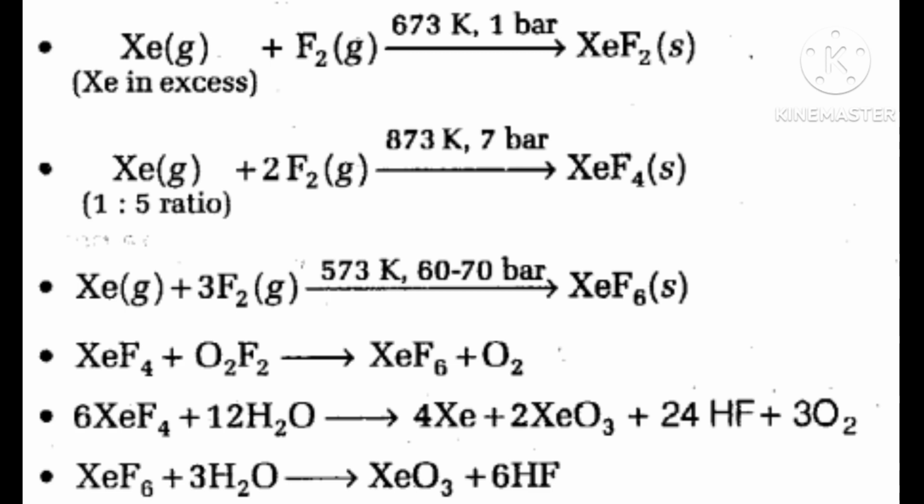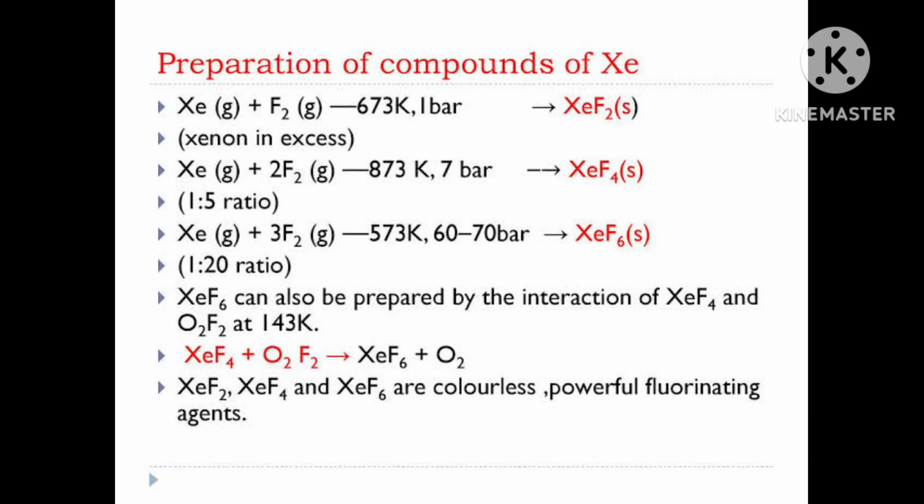Then XeF2, XeF4 and XeF6 are colorless crystalline solids and sublime readily. It sublimes readily at 298 Kelvin. They are powerful fluorinating agents, means they can supply fluorine. They are readily hydrolyzed even by a trace of water. For example, xenon difluoride is hydrolyzed to give xenon, HF and O2.